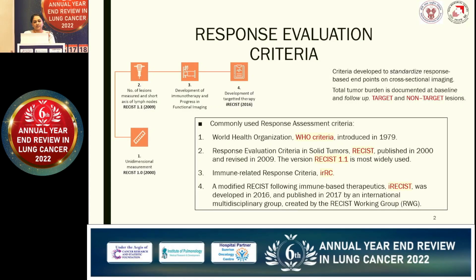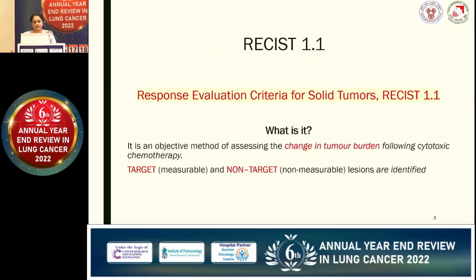The commonly used response criteria are historically the WHO criteria, then RECIST, and the new revised version which is now commonly used is RECIST 1.1. We can see a timeline here of how, with the development of immunotherapy and progress in functional imaging, the need of the hour was to develop an immune-based RECIST criteria. So there are two: the immune-related response criteria, that's irRC, and the modified immune-based therapeutic RECIST, that is iRECIST.